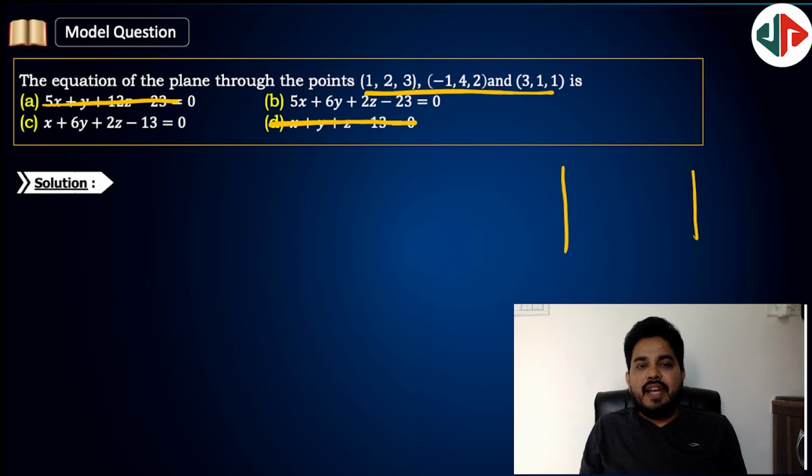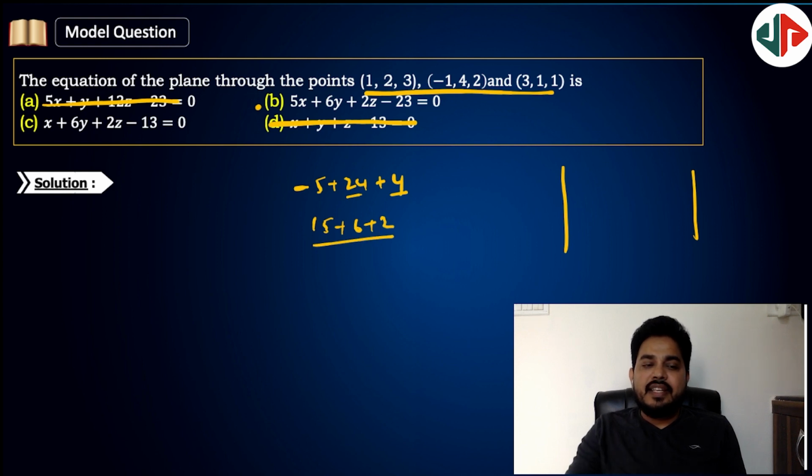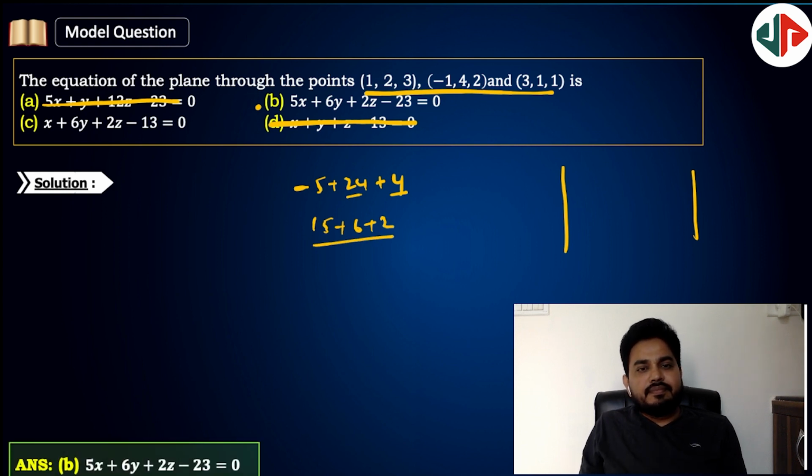Look at here. 5 plus 12, 5 plus 12 plus 6. Yes, this is a possibility. Just check it out here. Minus 5 plus 24 plus 4. Yes or no? Minus 5 plus 24, 28. Yes, this one also. Third point: 15 plus 6 plus 2. Yes. So the answer is B. Verification is the best thing.